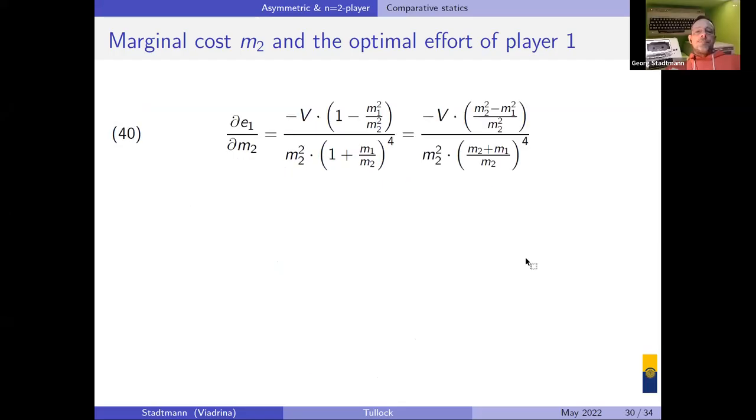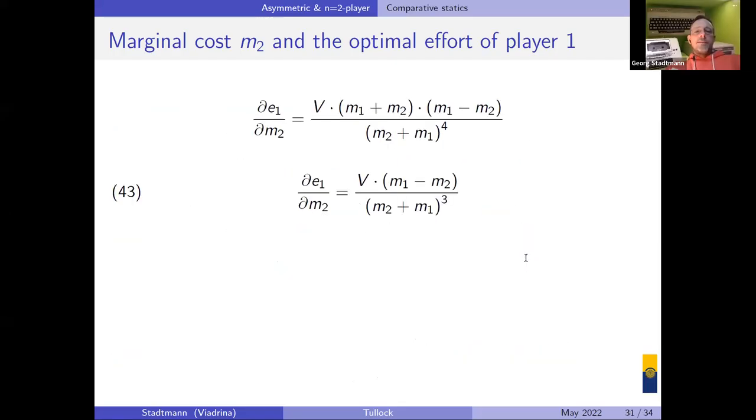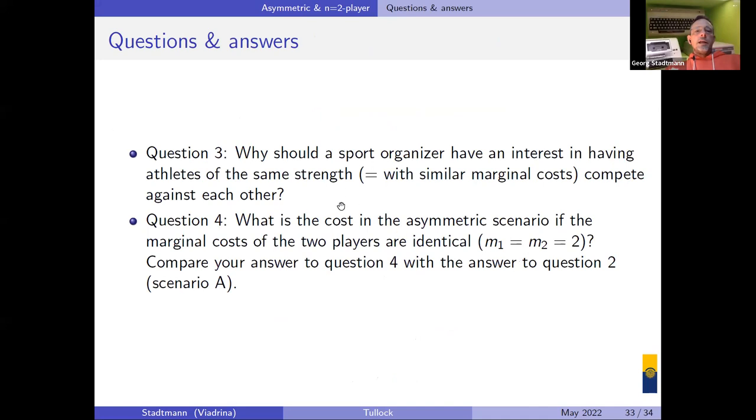Before I show you the formal result, let's discuss question number three. Why should a sport organizer have an interest in having athletes of the same strength with similar marginal costs compete against each other? This is like the question to the plenum right now.